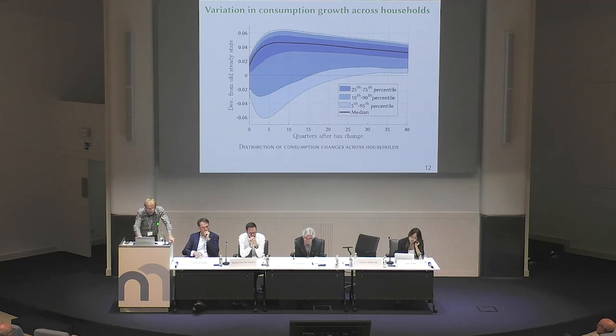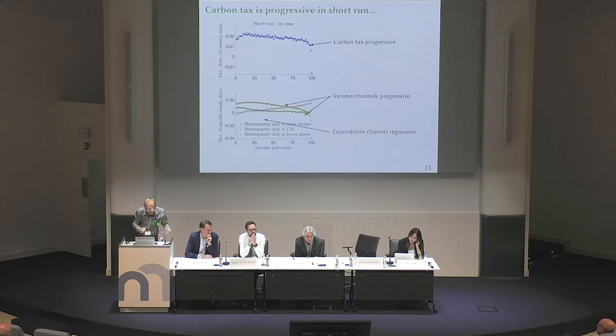If I split up households by income percentile, I get the following graph. Here on the left, I've got the low income households. On the right, I've got the high income households. And you can see that the carbon tax is progressive. You've got this downward sloping line. If you're in the top income percentile, consumption actually falls by 1.5% in the first year. And if you're in the bottom 25%, your consumption goes up by about 2%.